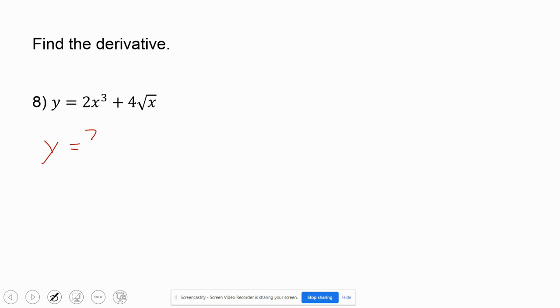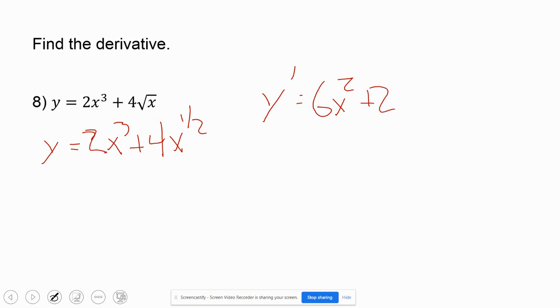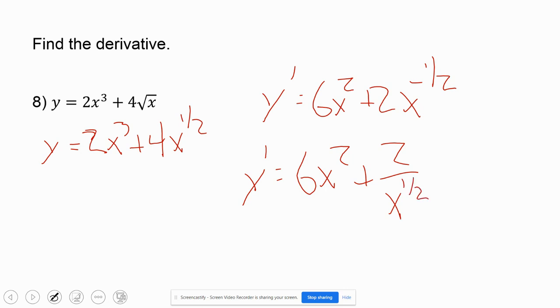This one here I have to rewrite first: 2x cubed plus 4x to the 1/2. So now when I'm looking for my derivative, I've got 6x squared. Half of 4 gives me 2. Subtract 1, I get x to the negative 1/2. So that's the final derivative. And that x to the 1/2 you could write as the square root of x also.